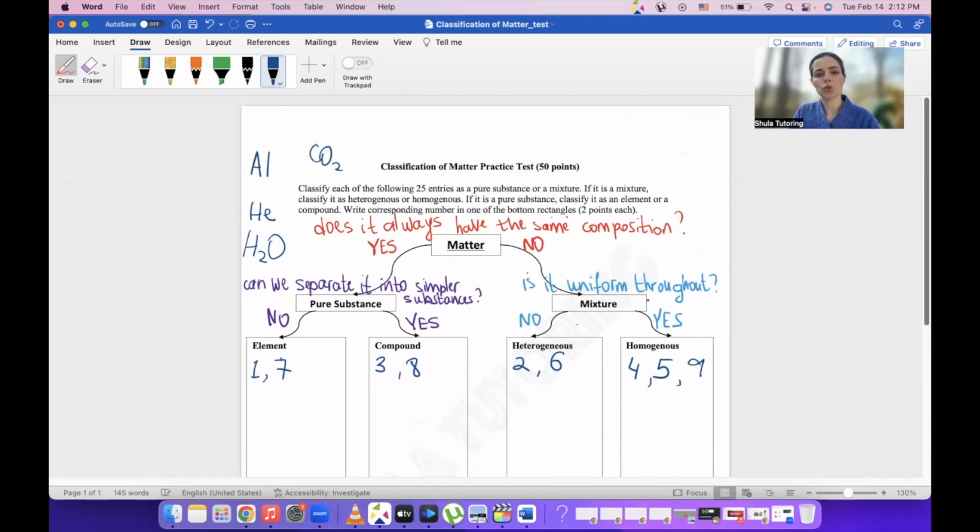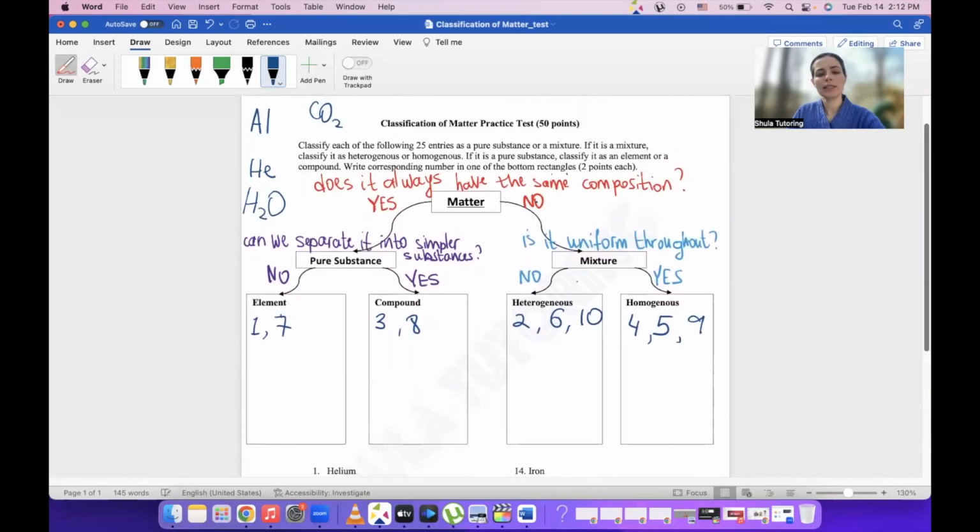Now, vegetable soup, does it always have the same composition? No, because there are many different ways to make vegetable soup. There are so many different recipes. Is it uniform throughout? No, it's not mixed evenly. You can actually see individual components, so it's a heterogeneous mixture.